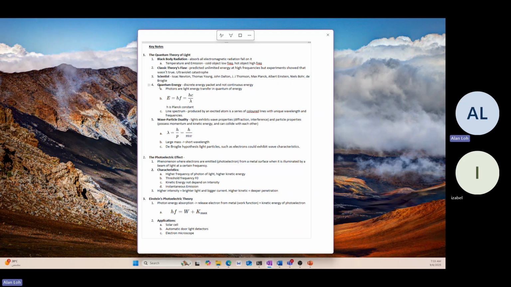Next, quantum energy. Quantum energy is a discrete energy packet and not continuous energy. Photons are light energy transferred in quantum energy. This formula, E equals h f, where h is Planck's constant. Line spectrum is produced by an excited atom, in a series of colored lines with unique wavelengths and frequencies.